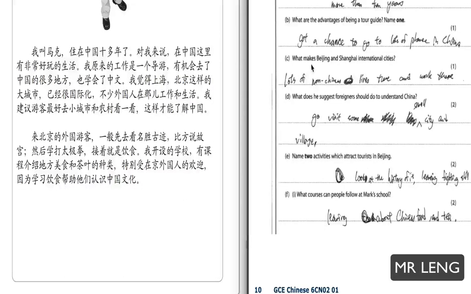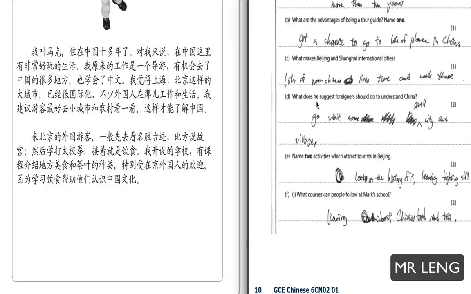C. What makes Beijing and Shanghai international cities? Found keywords: Beijing, Shanghai, international. The reason is that they are internationalized, with a lot of foreign people working and living there. So the correct answer, I repeat, is many foreigners work and live there.